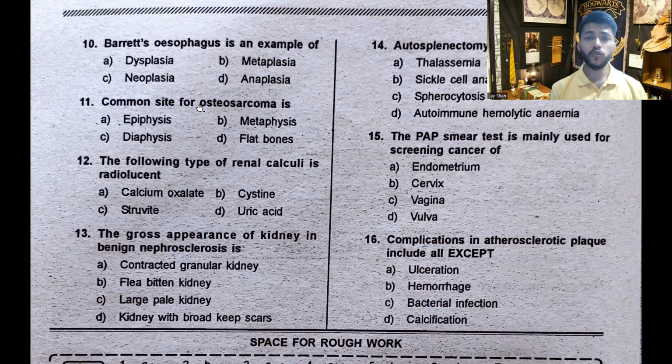Common site for osteosarcoma. Osteosarcoma is a metaphyseal tumor. Please remember it. Which tumors are metaphyseal, which are diaphyseal, which are epiphyseal. So in epiphyseal, generally you have giant cell tumor, GCT. In metaphyseal, you'll have osteochondroma and osteosarcoma. And generally in diaphysis, you'll have fibroma, right? Fibroma, aneurysmal bone cyst, things like that.